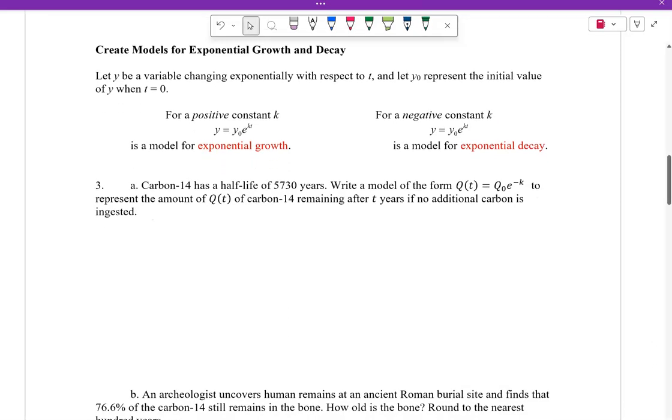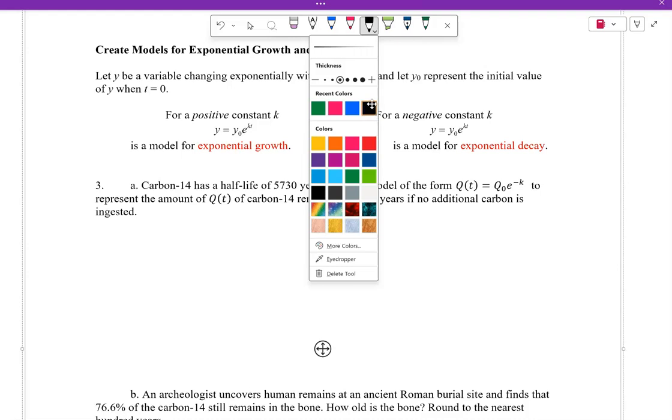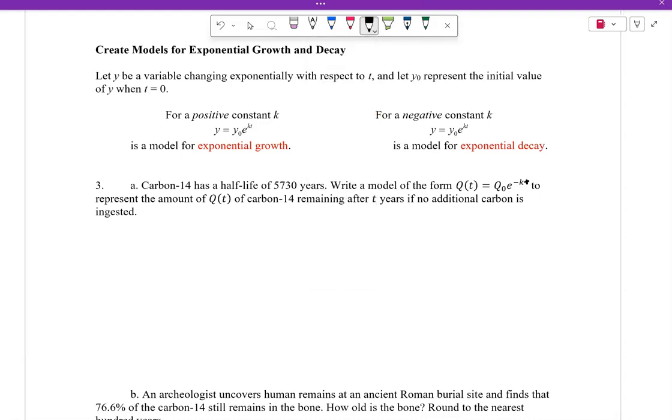So carbon-14 has a half-life of 5730 years. Write a model in the form of this. Now, my T didn't print. I hope your T did. Notice in this formula, though, it already shows the negative right there, because a half-life means it's going to be decaying. To represent the amount, Q of T, of carbon-14 remaining after T years, if no additional carbon is ingested. So I want you to think about what's happening.